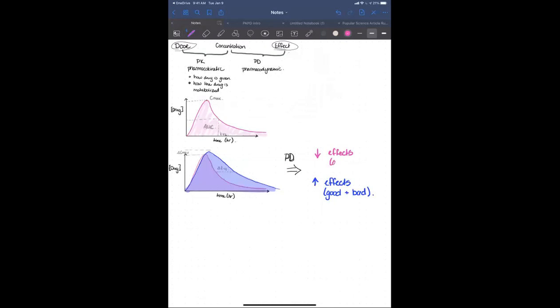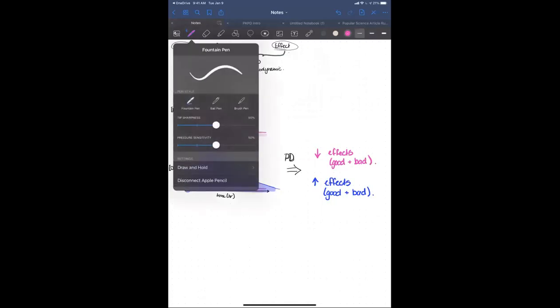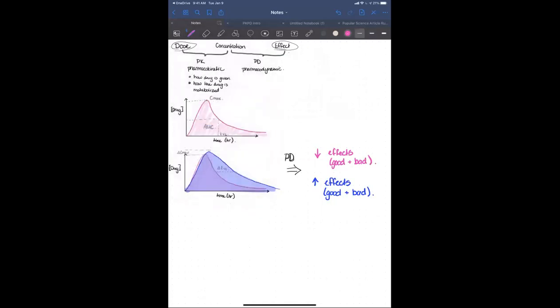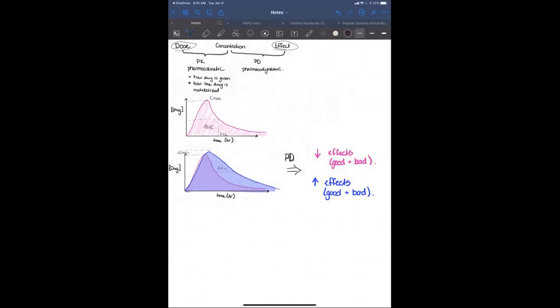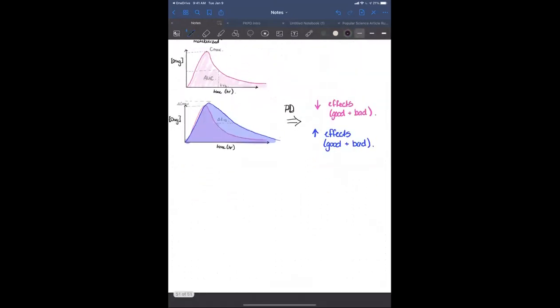And again, good and bad. So not as many good effects, but also not as many side effects. So this really matters. And when we're building a population PK/PD model, we're going to say that there are distributions of drug sensitivity. Sorry, that's my research. Distributions of drug pharmacodynamics.